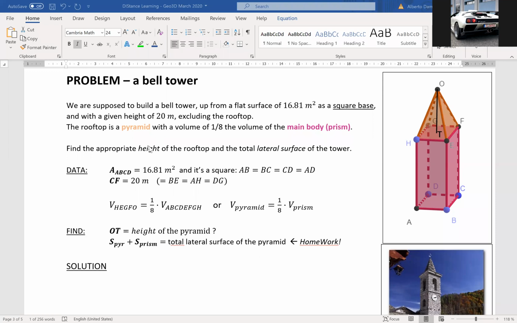What we need to find is the appropriate height for the rooftop, okay? So that we reach this condition of having 1/8 of the volume. So we cannot hold more than 1/8 of the volume for some reason. Those are some constraints that we have been given, maybe by the architects or the engineers that are working on this project. And so we need to find the height of the pyramid. We know the height of the main body. We know it's 20 meters, but we need to build the pyramid on top of it with an appropriate, suitable height. Okay, so I have written my data.